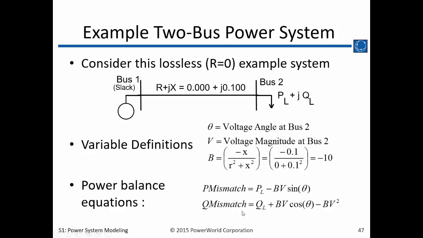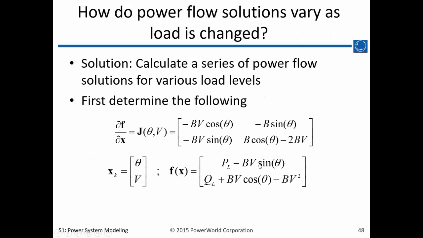transmission line. And the P mismatch is the power of the load minus BV sine theta, and the Q mismatch is the Q of the load plus BV cosine theta minus BV squared. So these are our two P mismatch and Q mismatch equations. These are our power balance equations. We calculate a series of power flow solutions for various load levels. First, we need to determine the following.